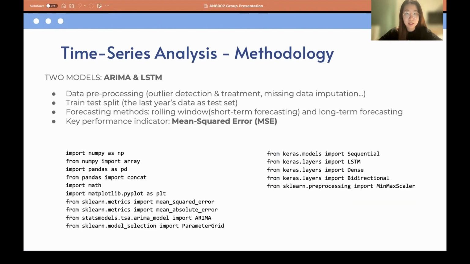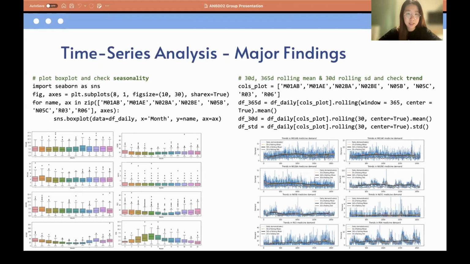We used the last year's data as our test set, and we built 2 models, ARIMA and LSTM, and we used 2 forecasting methods. The first is rolling window for short-term forecasting, and the second is long-term forecasting. We also set the key performance indicator to be the mean squared error to compare performance. Then I'll talk about some major findings.